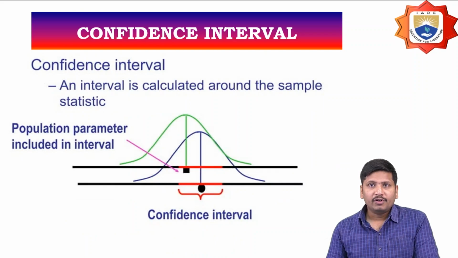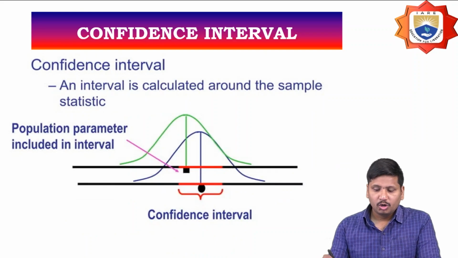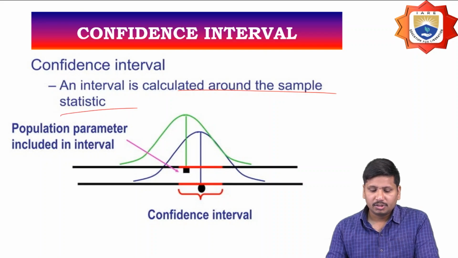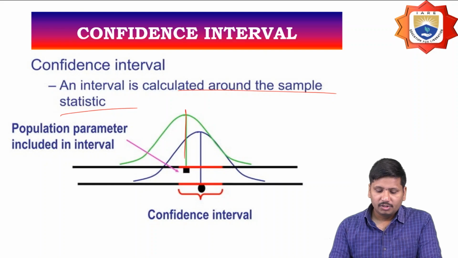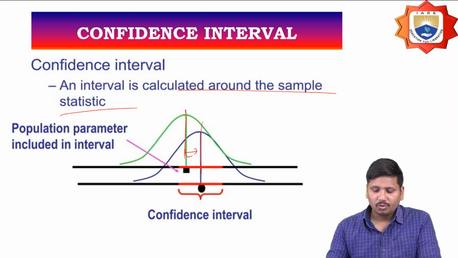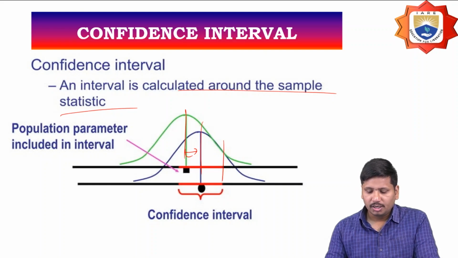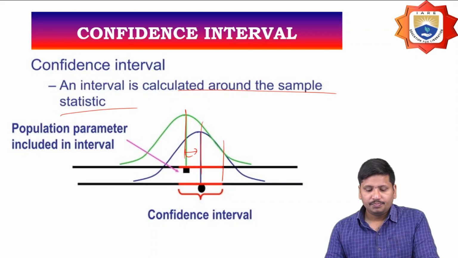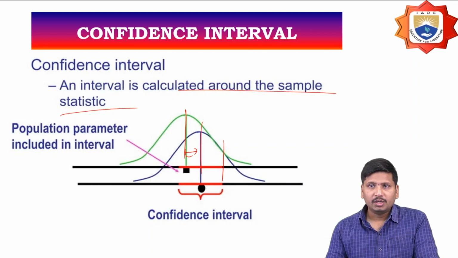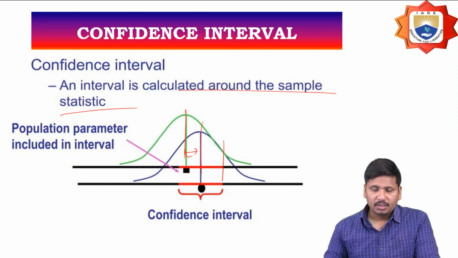The next one is the confidence interval. The interval is calculated around the sample statistic. The area between the middle of the first graph and the middle of the second graph is what we call the confidence interval, where it starts and ends. So the confidence interval is calculated around the sample statistic.